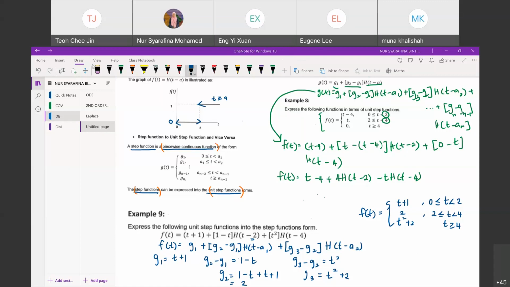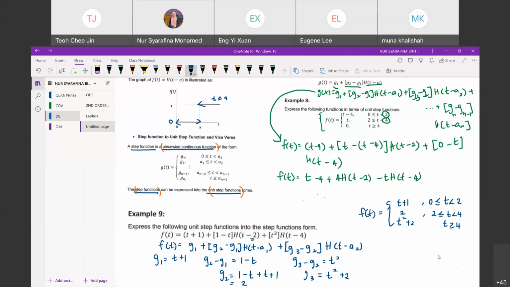Okay, take your time. So, anyone has question? Why are we doing this? Because we want to avoid transforming a piecewise function like we did in our previous example by integrating one by one. So we transform to unit step function because after this, we are going to learn how to transform a unit step function by using property.